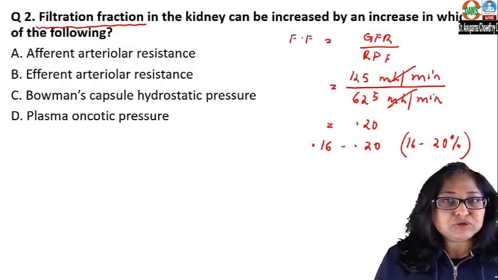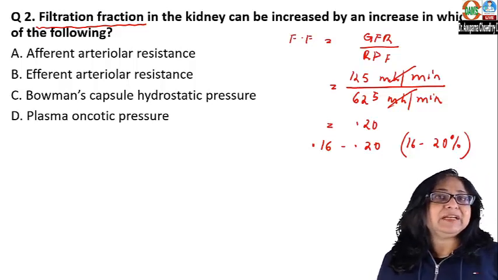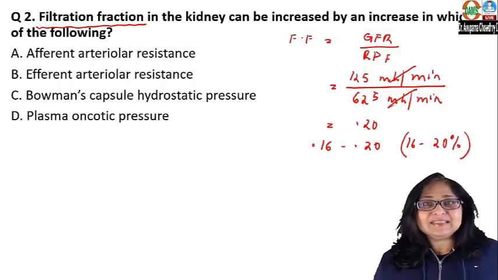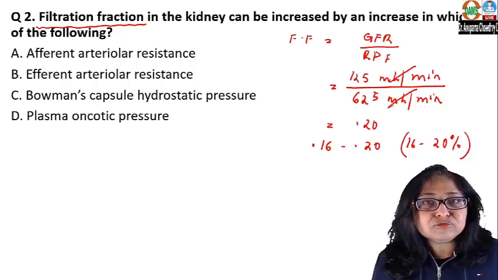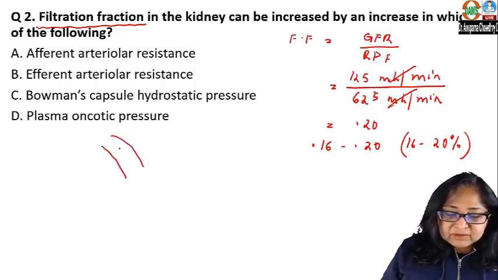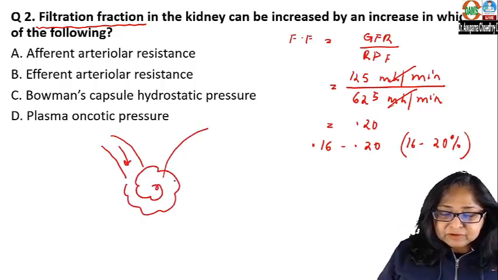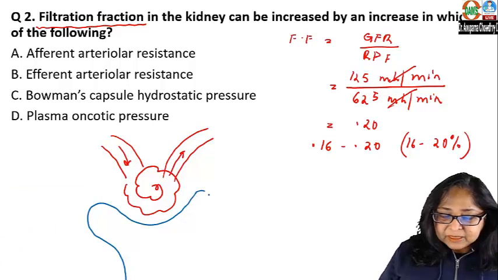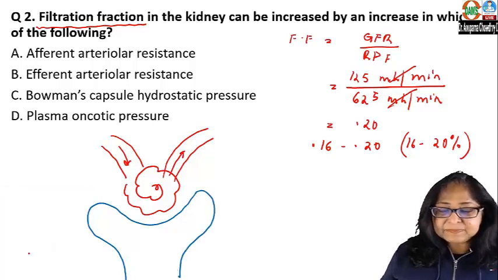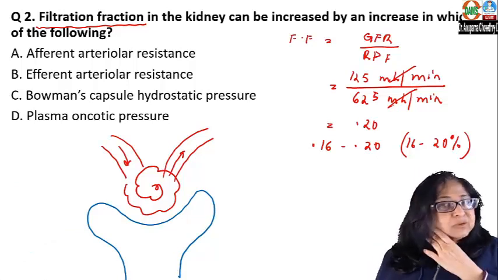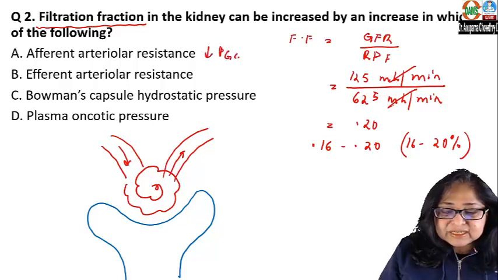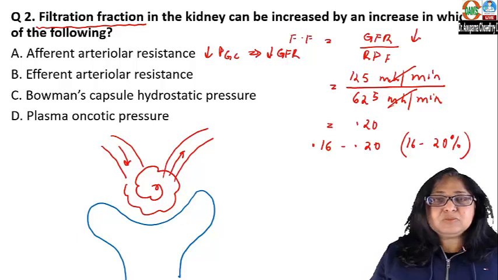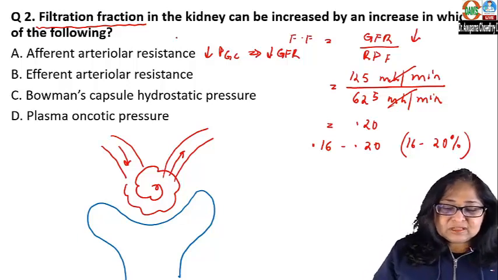Now, how can I increase the filtration fraction? Filtration fraction, like I said, is GFR divided by renal plasma flow. Now, let's look at option A. If we increase the afferent arteriolar resistance, if there is an afferent arteriolar constriction, what will happen to the blood flow? Now, this is the afferent arteriole, the glomerular capillaries, and the efferent arteriole. And this here is the Bowman's capsule, right? If I increase the afferent arteriolar resistance, that means less flow into the glomerular capillaries. So what will happen to the hydrostatic pressure? There will be a decrease in the hydrostatic pressure, which in turn will decrease the GFR. And if the numerator decreases, what will happen to the filtration fraction? Reduces. So this is not my answer.